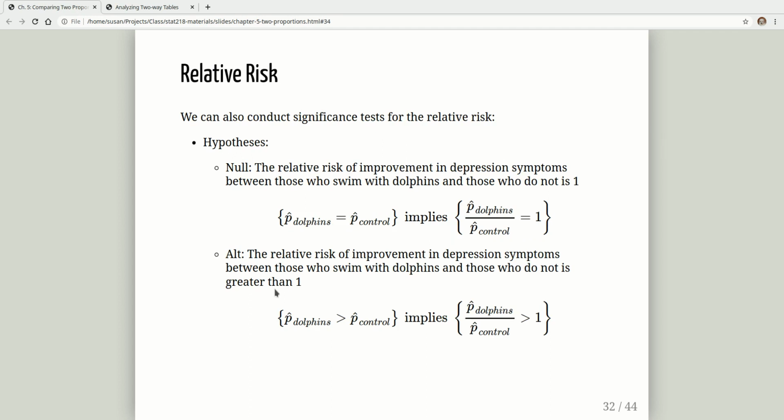So, in 5.1, we talked a little bit about relative risk. Relative risk is another way to compare two proportions. Basically, instead of subtracting one from the other, you divide one by the other. And we can do the same significance test for relative risk.